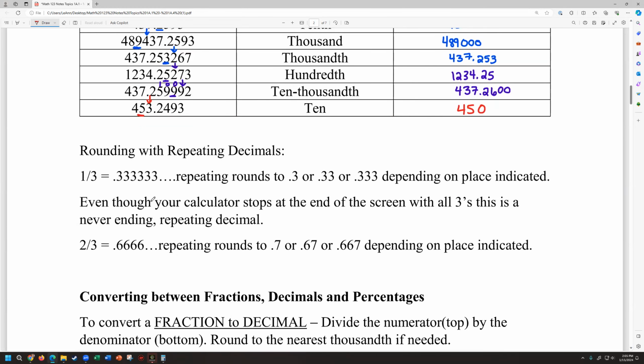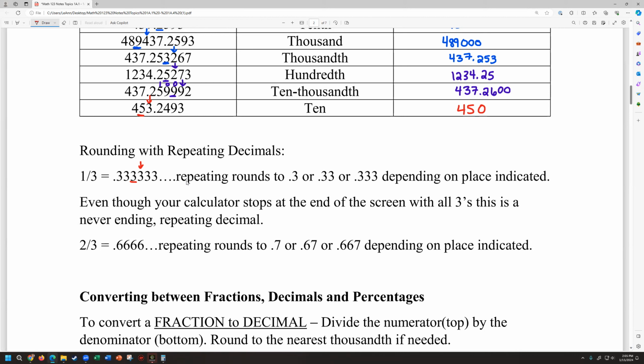Rounding with repeating decimals. So 1/3, if you type that into your calculator, you'll see that it is 0.3 forever. So any place value that I choose to pick, so if I said, let's round to the 1,000th place, there's always going to be a 3 behind it. So it's always going to just truncate at a 3 because that's not a 5 or bigger. So that's why I wrote here, if you're rounding to the tenths, it's 0.3, hundredths, it's 0.33, and the thousandth, it would be 0.333. And it would keep going if we keep moving out.